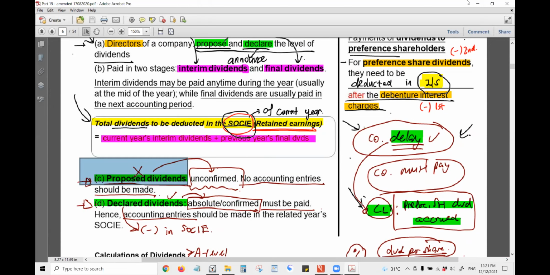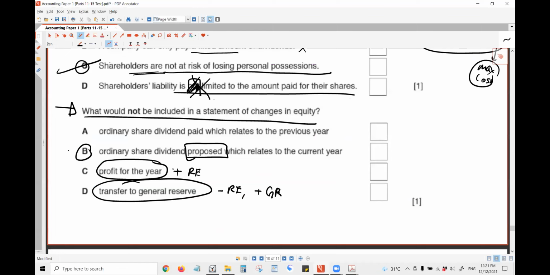Therefore, the answer is B, because we should not record it. Then the answer for question one is A. Okay, one answer is A.